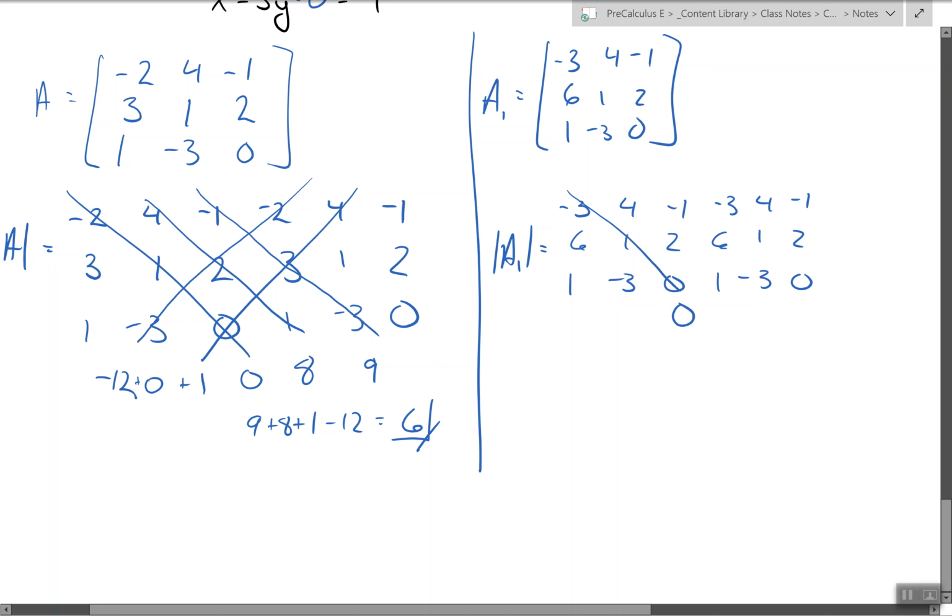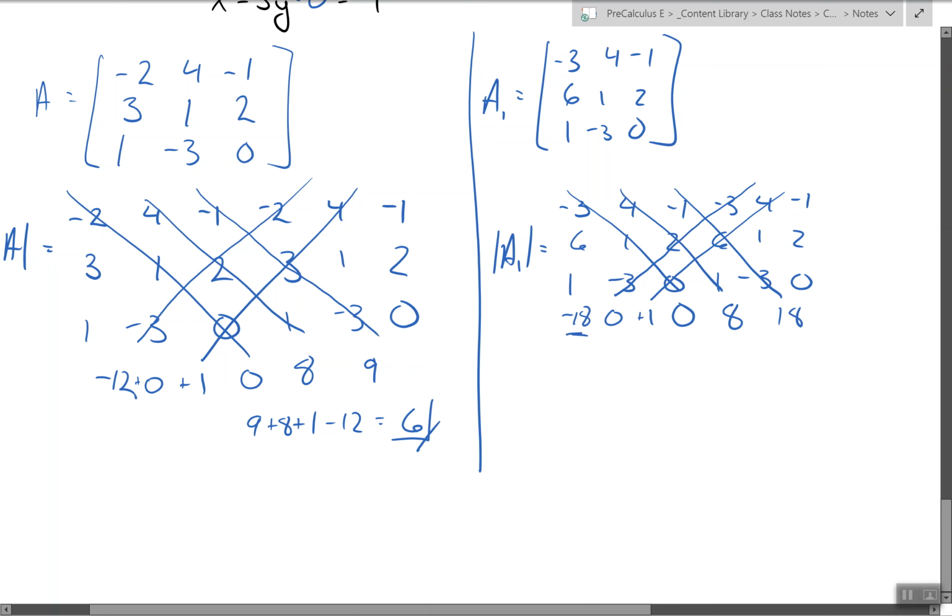First diagonal is 0, second diagonal is 8, third diagonal is 18. Those are all positive. So 3 times 2 times 3, that is going to be 18. It's positive 18, but we want the opposite sign, so -18. That one's got a 0. And then the 1 times 1 times 1, but make it the opposite, so +1.